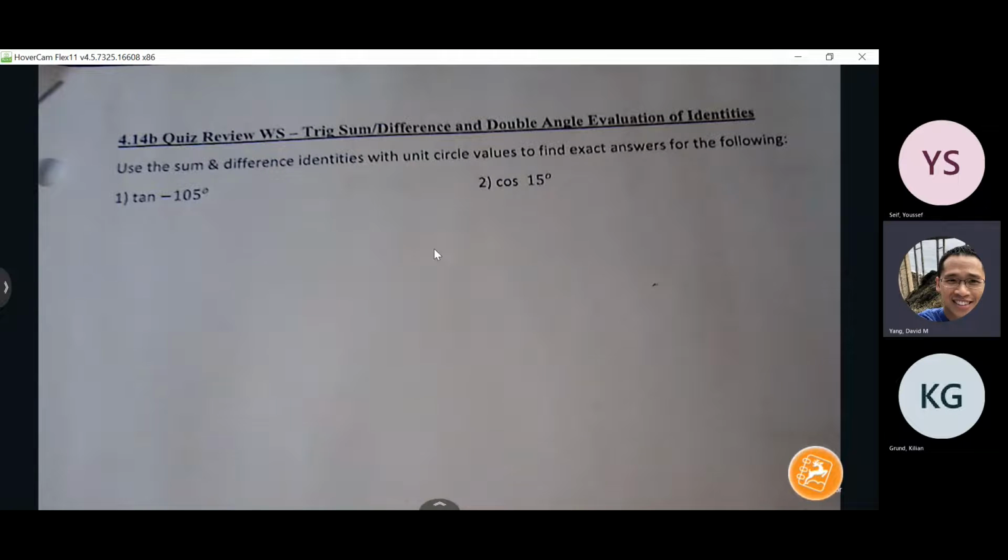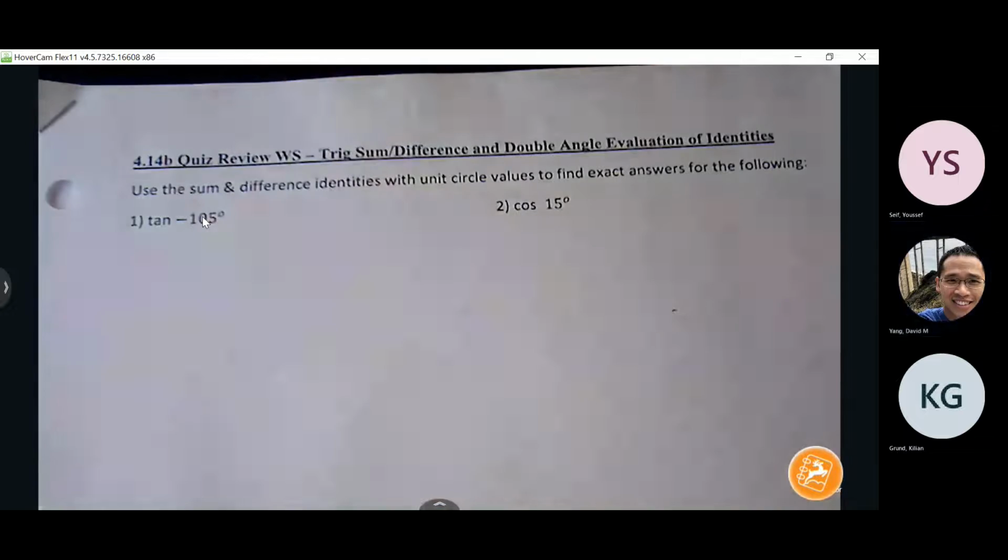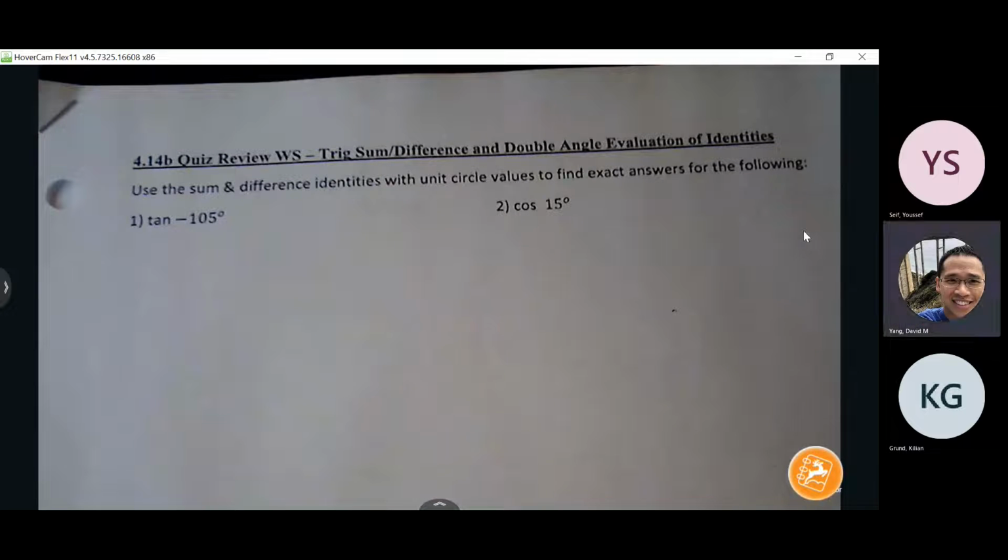Okay, so number one, use sum and difference identities with unit circle values to find exact answers. So tangent of negative 105, we just want to find two unit circle angle measures that add or subtract to negative 105, and we want to use multiples of angles that we recognize, either 30, 45, 60, or 90.